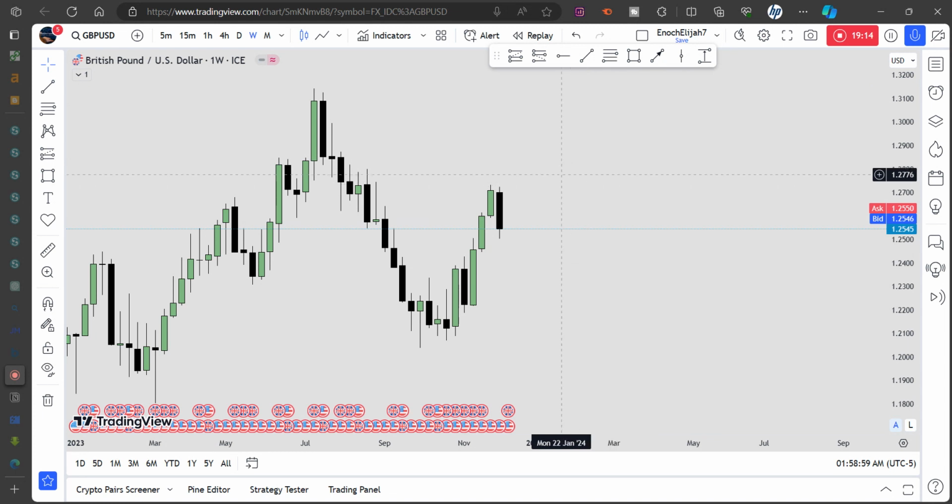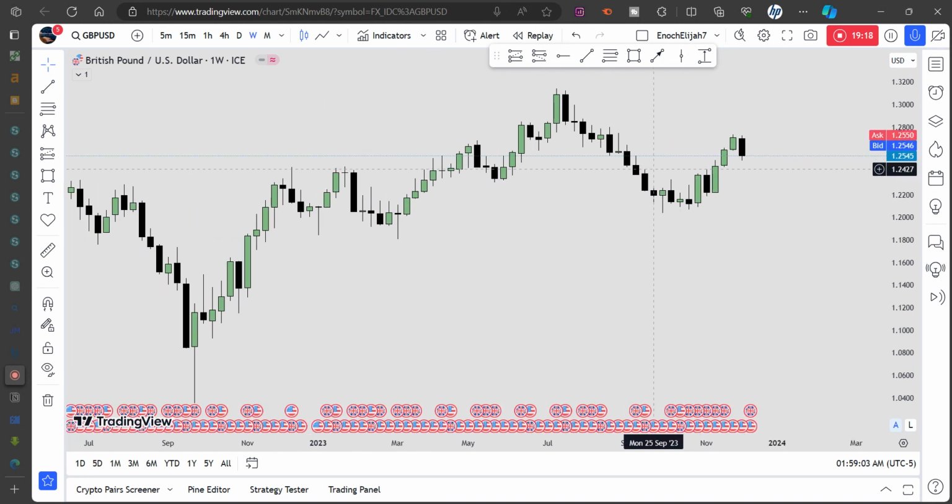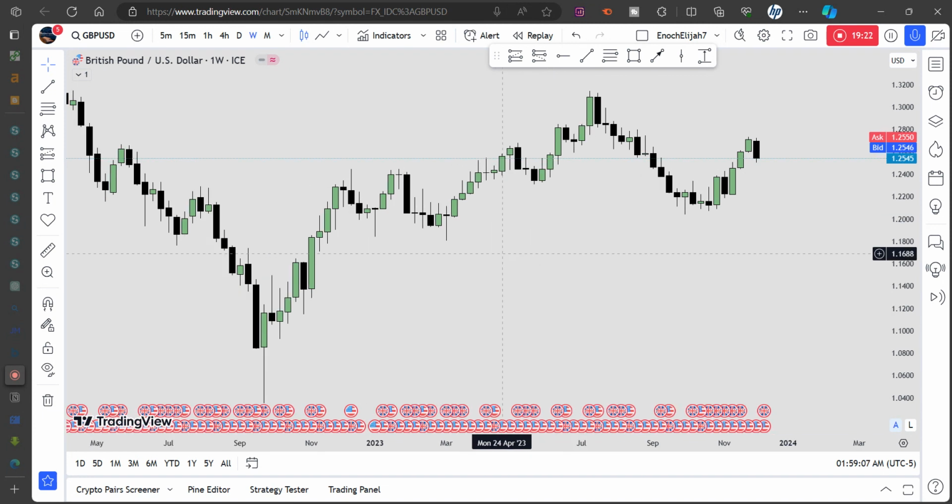So price either moved to take out an old high or old low, or to rebalance an imbalance. That is how price moves. Price will always seek to take out an old high or old low, or to rebalance an imbalance. That is how price moves. Never forget this. It's quite important.